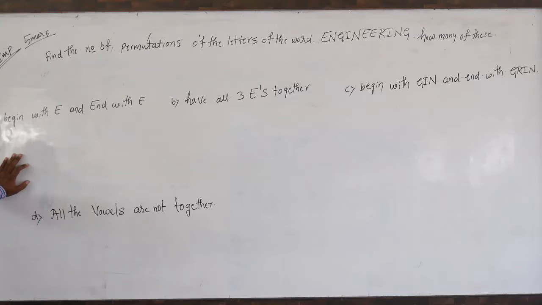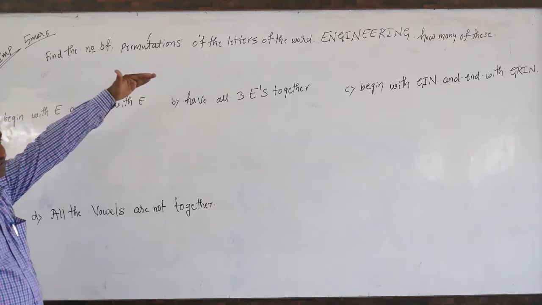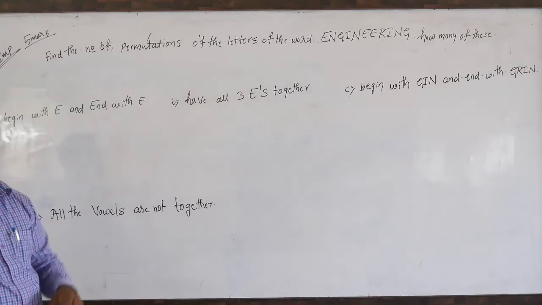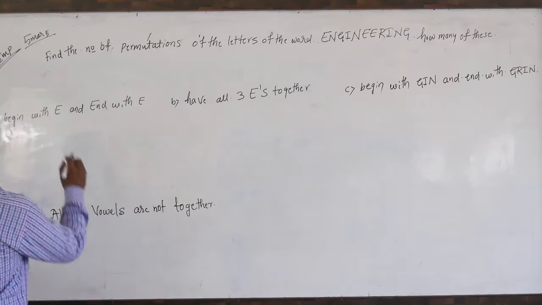Here, suppose all vowels are together, what happened? And all vowels are not together. That's the next concept. Before we start these examples, take one concept here.